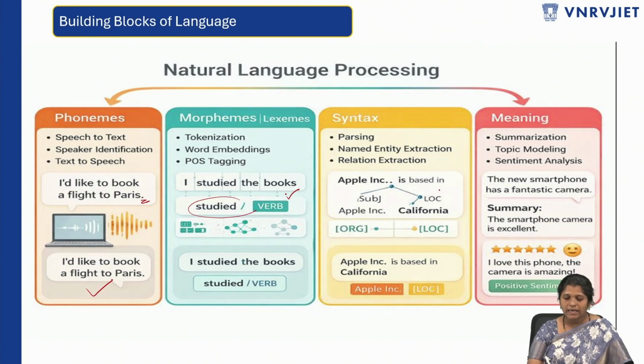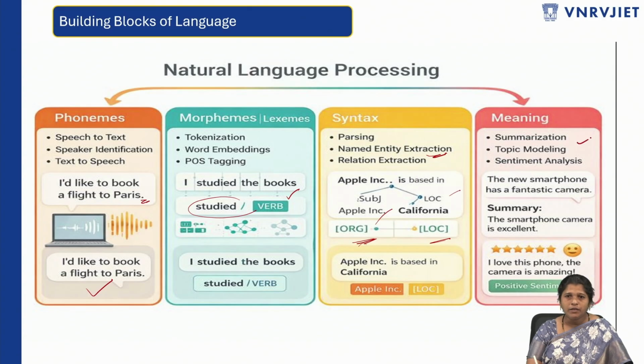Here, in the syntax, we are categorizing what is the subject and what is the object. If I am telling about the company called Apple, which is located in California, it is specified with entity recognition, named entity specification: what is the organization and where it is located. Suppose I say VNR VJET is located in Bachupalli. So you have a location as well as an organization. Likewise, you can do the relation extraction, specifying the named entity for those particular words.